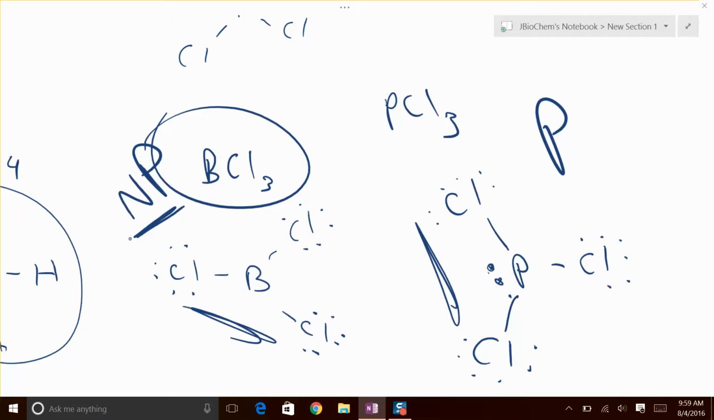So polar is dipole-dipole, and then ion dipole is like an ionic compound being dissolved by water. The water has a dipole force acting on the ion.